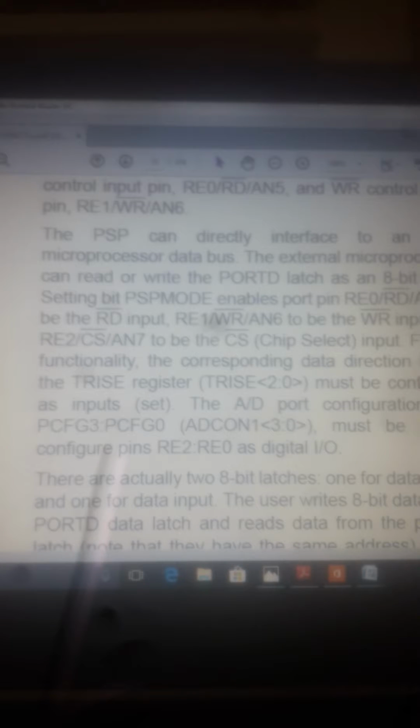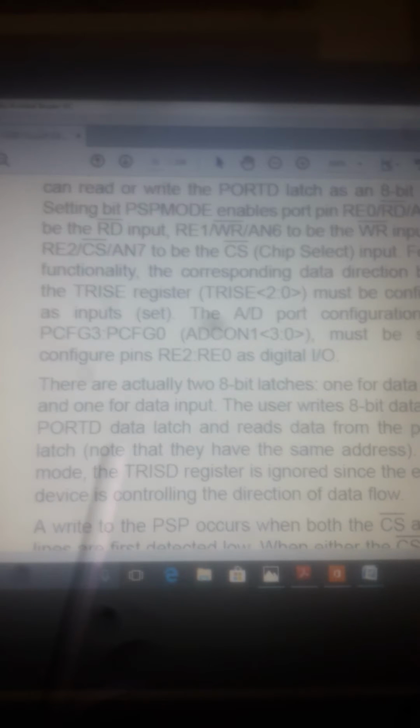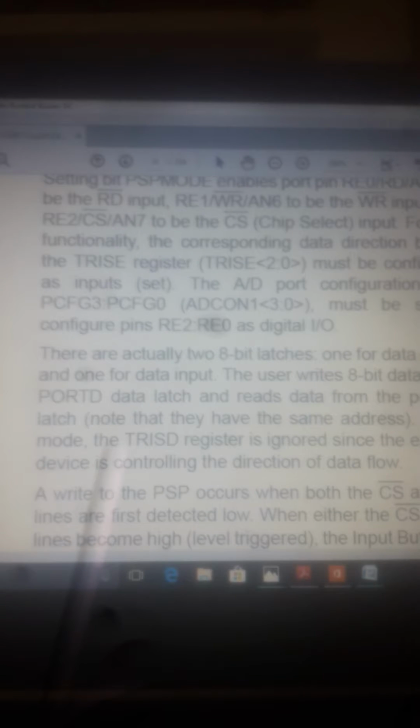There are actually two 8-bit latches, one for data output and one for data input. The user writes 8-bit data to the port D data latch and reads the data from the port pin latch. In this mode, the TRISD register is ignored since the external device is controlling the direction of data flow.